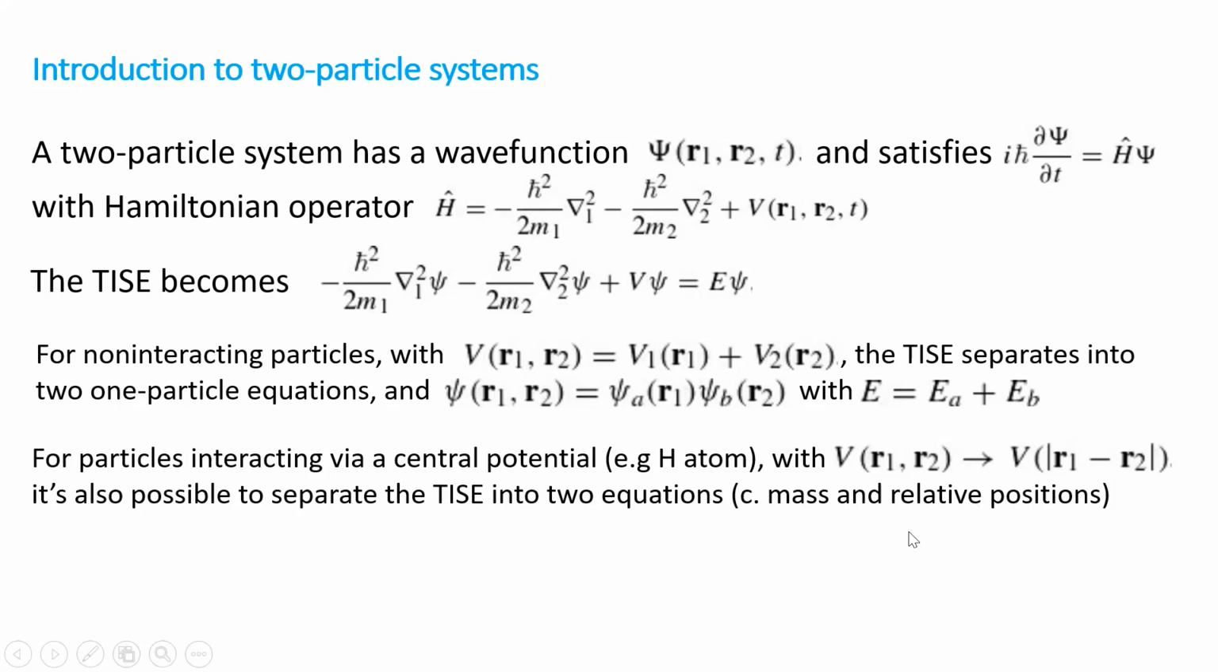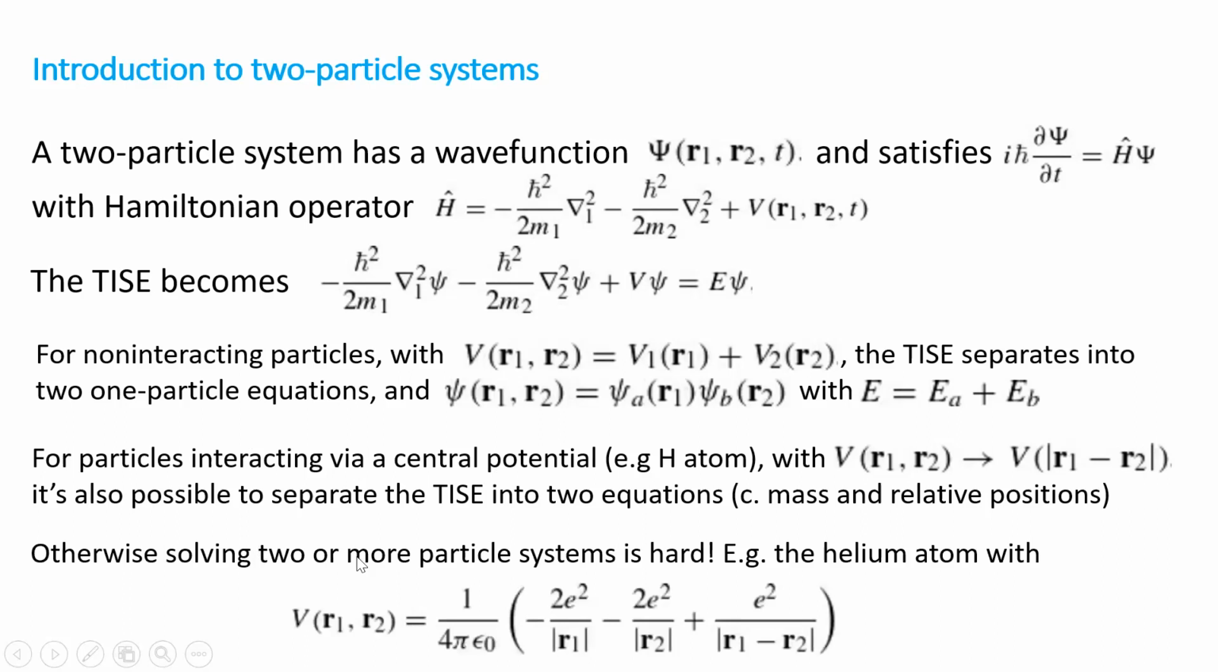hydrogen atom. Okay, so there's a couple cases where two particle systems can be handled, non-interacting particles and particles interacting via central potential. In general, though, solving two particle systems or even more particles, like, say, a carbon atom has a nucleus and 6 electrons, so that would be 7 total particles, is quite hard.